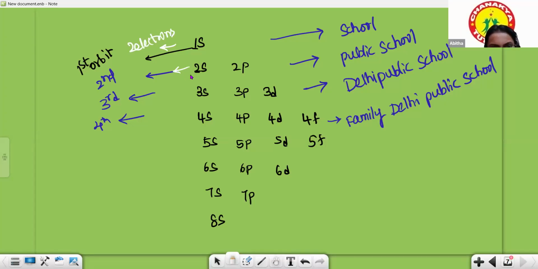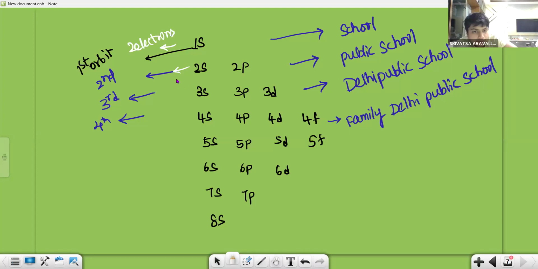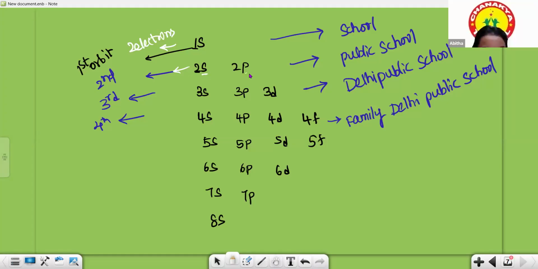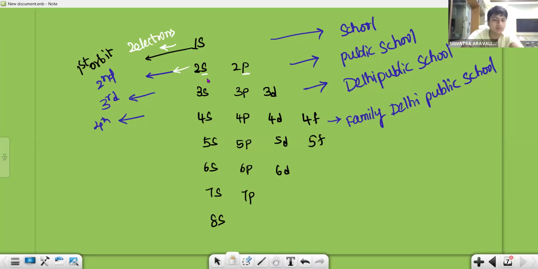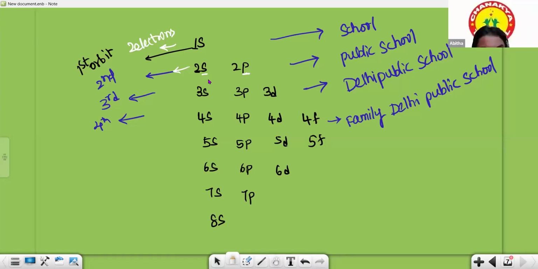In the second orbit, how many electrons can you fill? It's not three, it's two. In the second orbit, what is present? S is present, P is present. In S, how many can you fill? In the S orbital, how many electrons can you fill, Srivatsa?